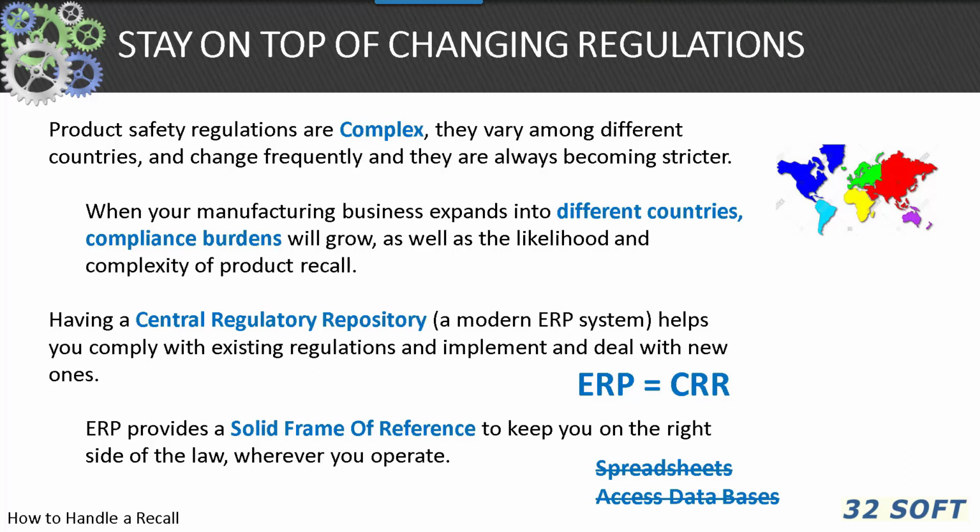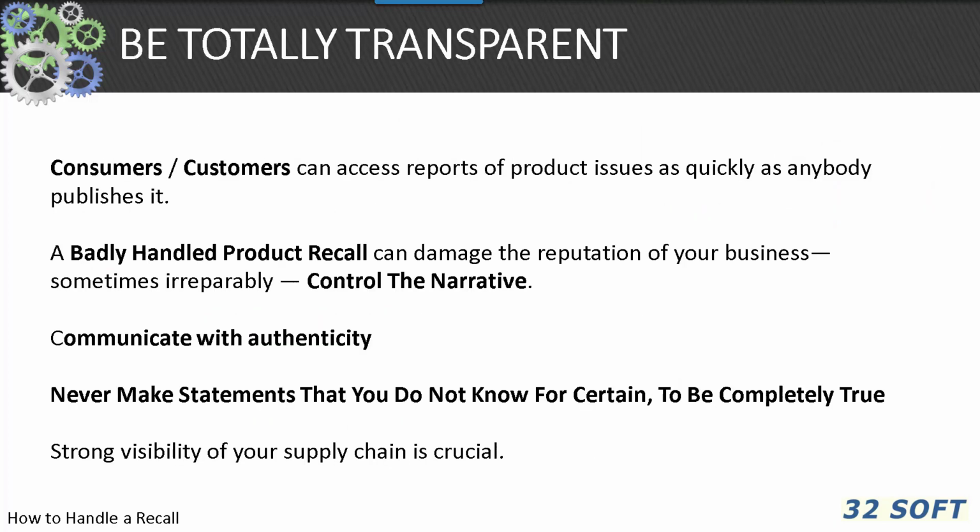Product regulations are complex and they vary among different countries. They're changing quickly. They're just going to get more strict. And basically the solution to that is to have what's called a central regulatory repository, or basically what we call an ERP system, because it provides a good solid reference of information to address the recall, not spreadsheets, not access databases. Be totally transparent. A bad recall is not a good thing.